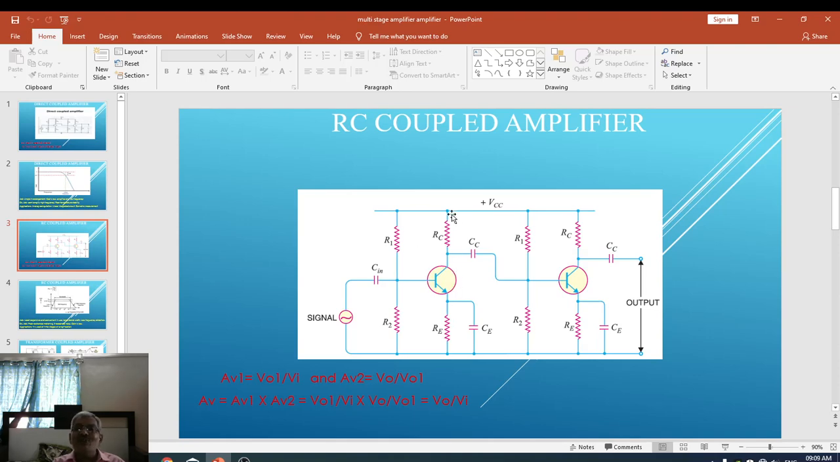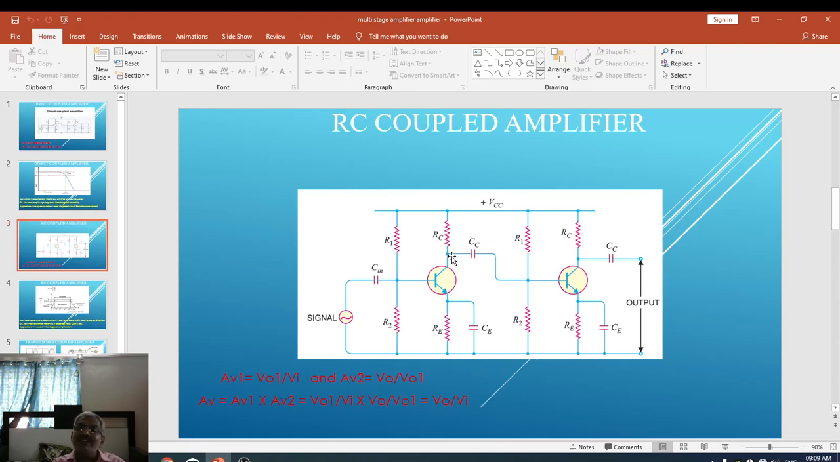Here RC is going to act as a load resistance connected between the collector and VCC. The emitter resistance RE provides self bias to the transistor Q1. Here capacitor CE is going to act as an emitter bypass capacitor. Friends, this much part of the circuit is the first stage of the amplifier.